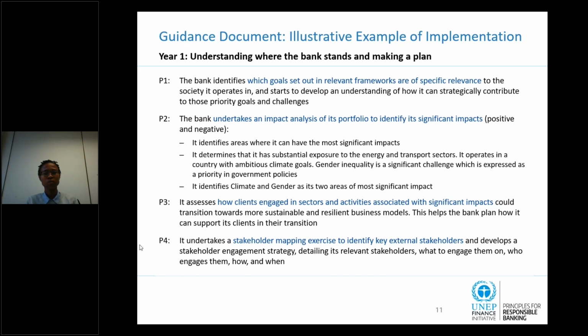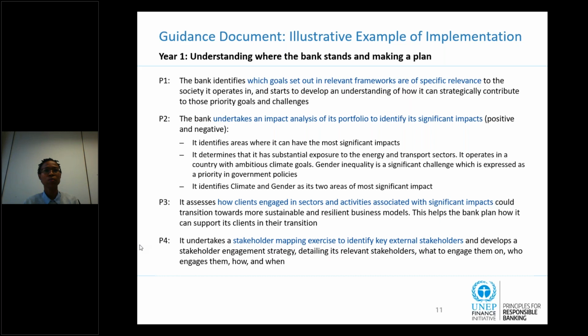And the second point there is that the bank will determine that it has a substantial exposure to the energy and transport sectors, for instance. It operates in a country with ambitious climate goals, or the bank could identify that gender inequality is a significant challenge, which is expressed as a priority in its government policies. Thirdly, based on all this information, looking specifically at 2 areas, one area could be gender, and the other could be climate, as 2 of the significant impact areas that it wants to focus on immediately.